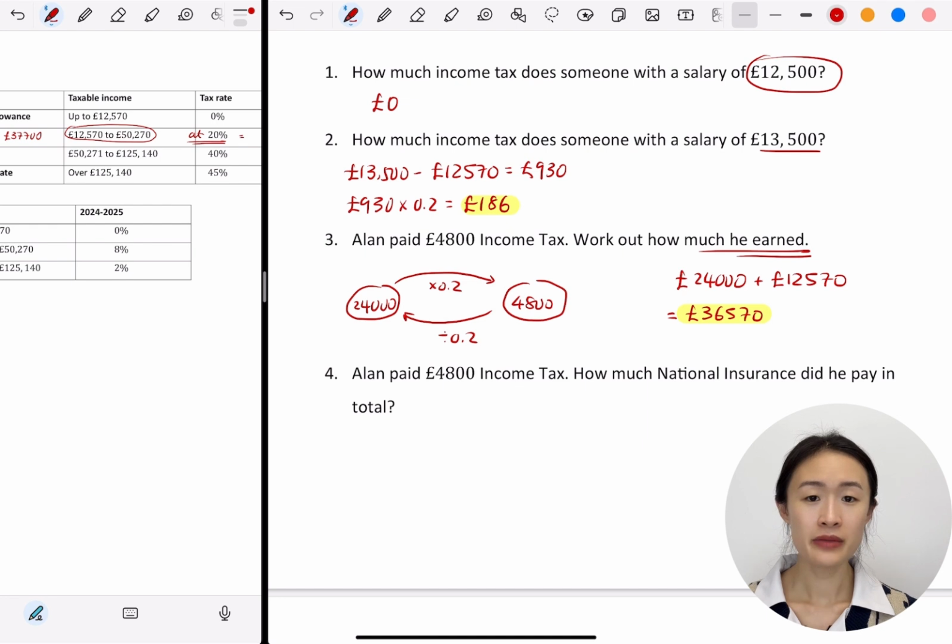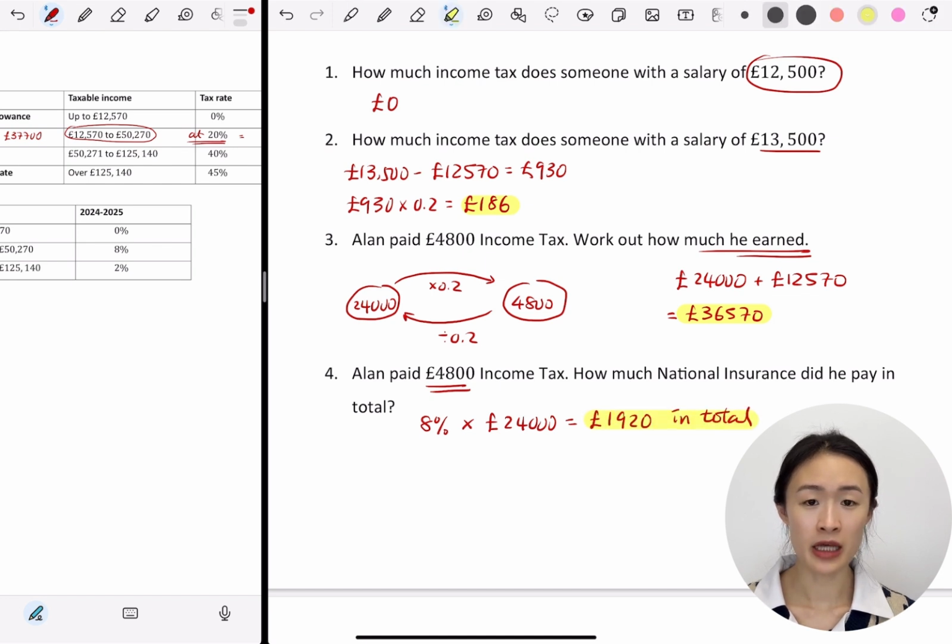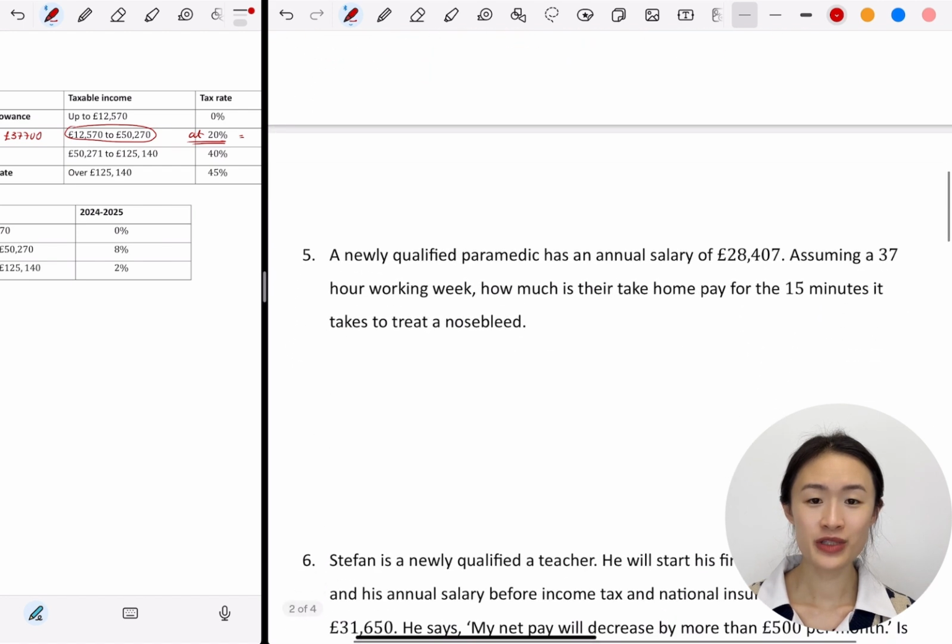Okay, moving on to the next part. Question 4. Alan paid 4,800 income tax, and we wanted to work out how much national insurance he is paying. We know that Alan is in the basic rate. National insurance is an 8% rate. 24,000 is the taxable income. 8% of that is 1,920 in total, and this amount is the amount of national insurance he needs to pay.